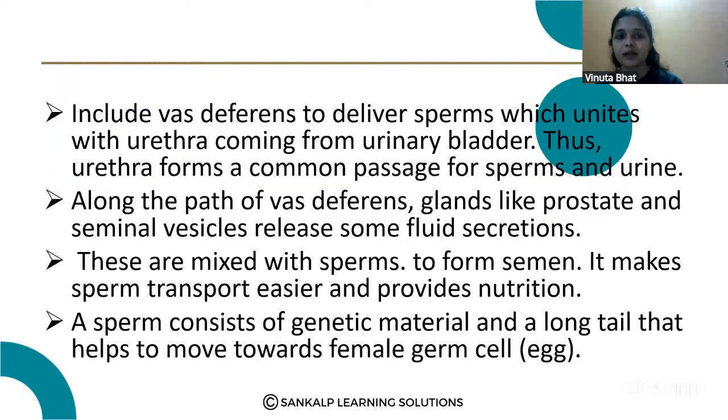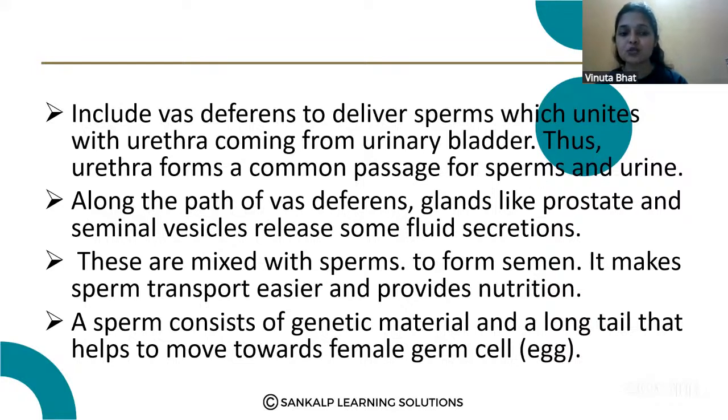Then, the vas deferens delivers the sperms, which join the urethra coming from the urinary bladder. Thus the urethra forms the common passage for the sperms and the urine. And along the path of the vas deferens, glands like the prostate and seminal vesicles release some fluid secretions, and these are mixed with sperms to form the semen. It makes the sperm transport easier and provides nutrition.